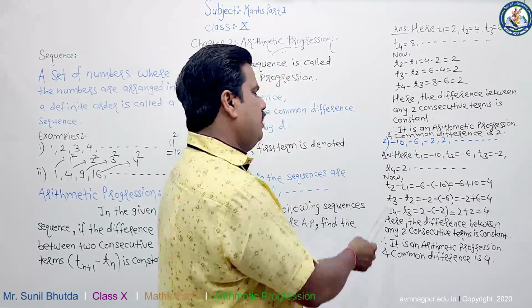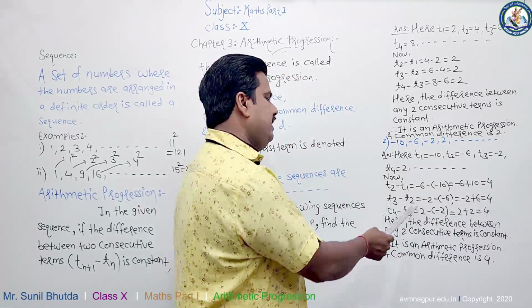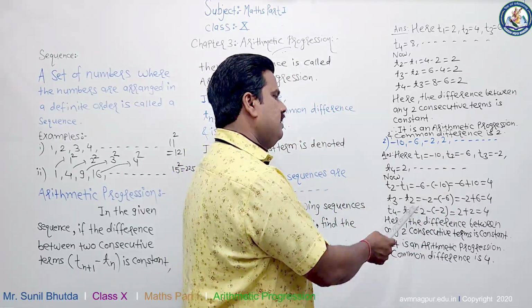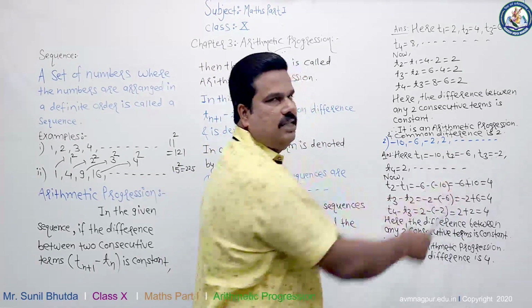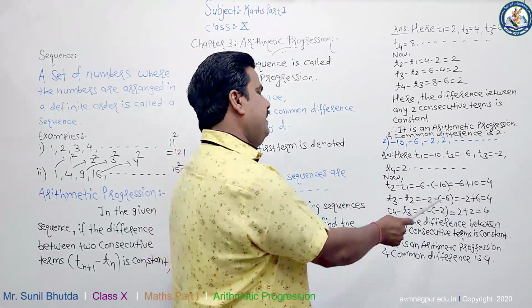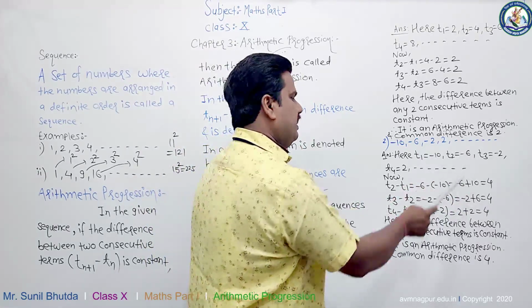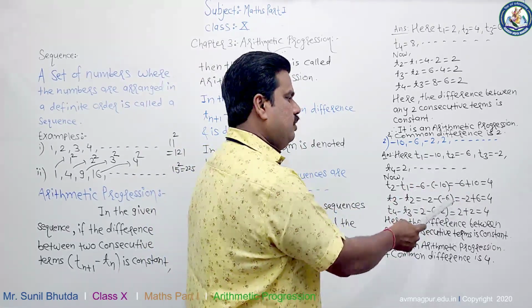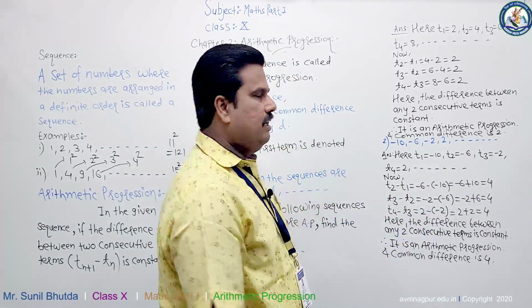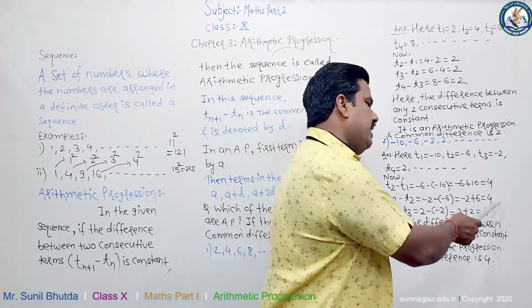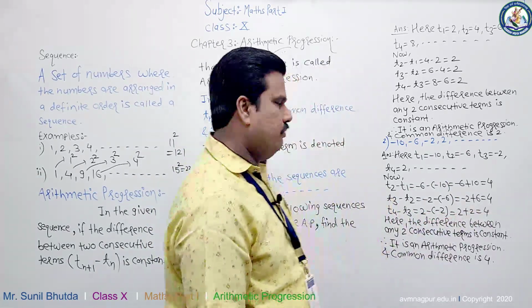4. Now find out the common difference between T2 and T3. That is what? T3 minus T2. What is the third term? The third term is minus 2, minus what is the second term? The second term is minus 6. Minus into minus will give plus 6, and minus 2 plus 6. We are getting the same answer, that is 4.